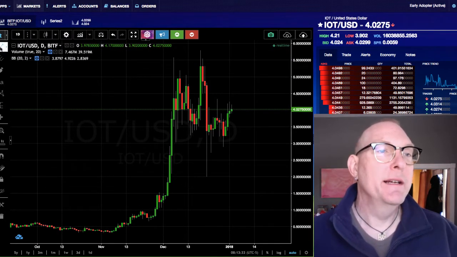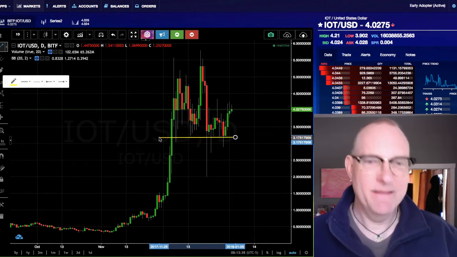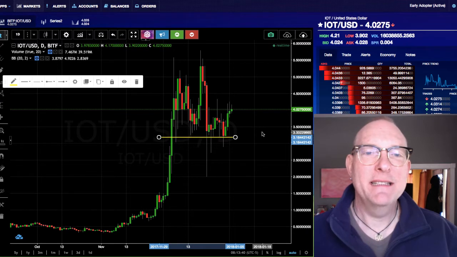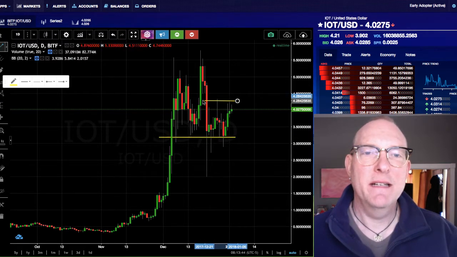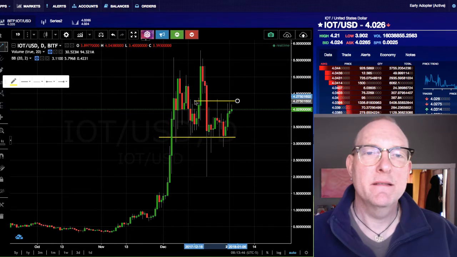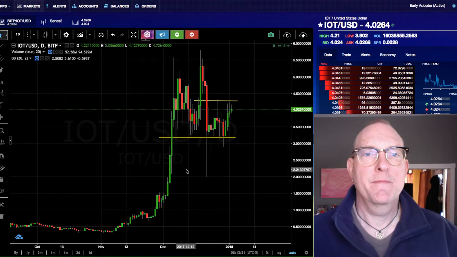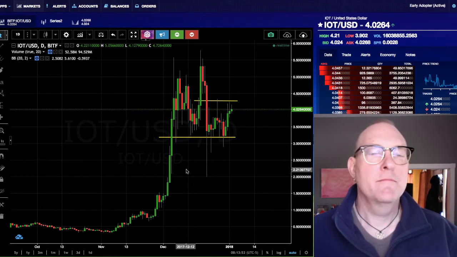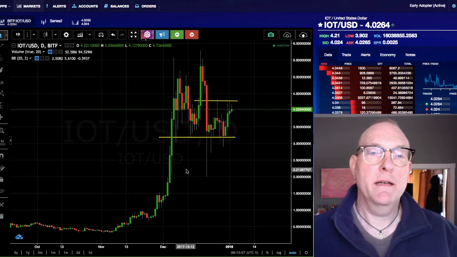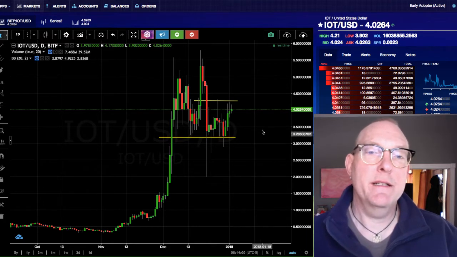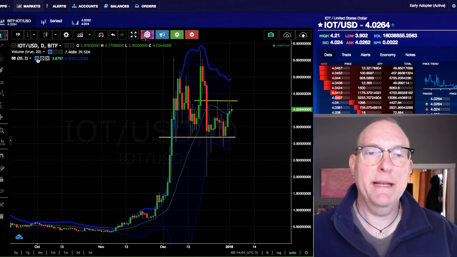IOTA. Here's what I see on IOTA. I see support right here. I see resistance right here. And is it going to pop? Or is it just going to stay in this channel for a little while? Don't know. Let's put these Bollinger Bands on. What can that tell us?